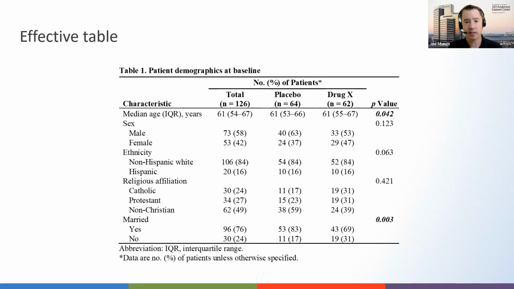Here are the same data presented in an effective table constructed following AMA guidelines. No vertical lines or shading is used, making the table easier to read.